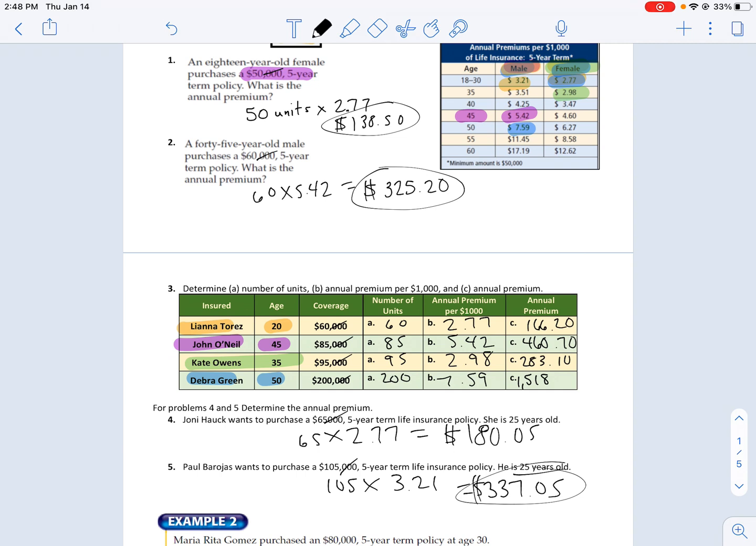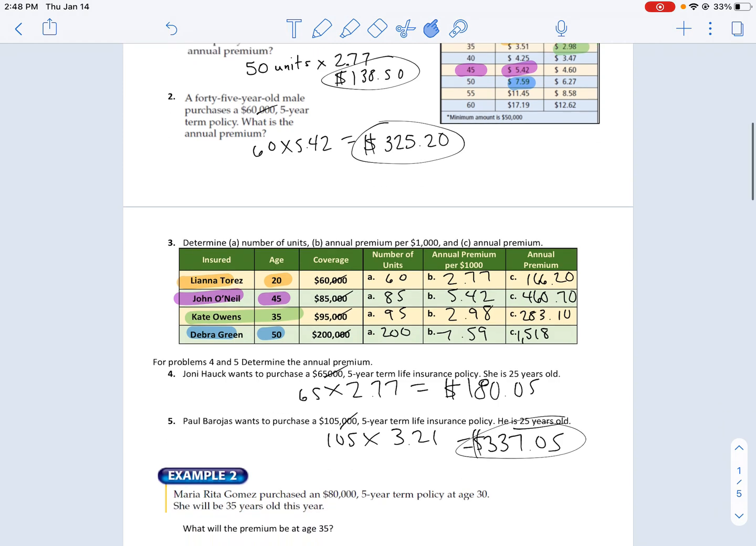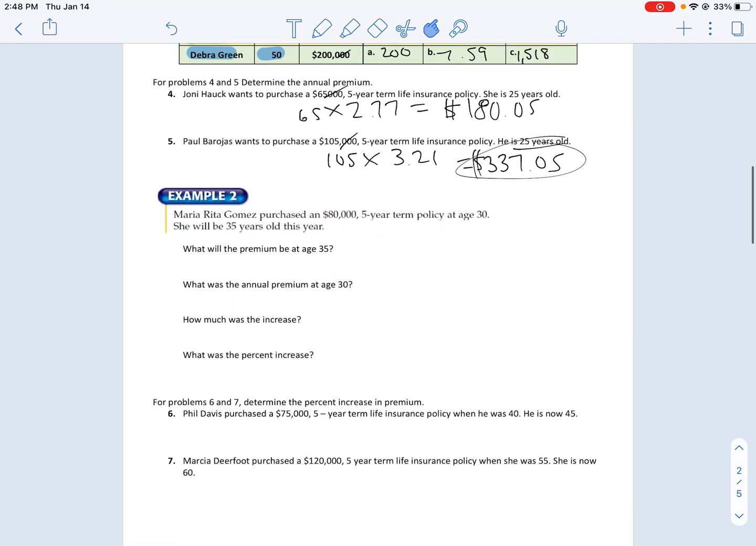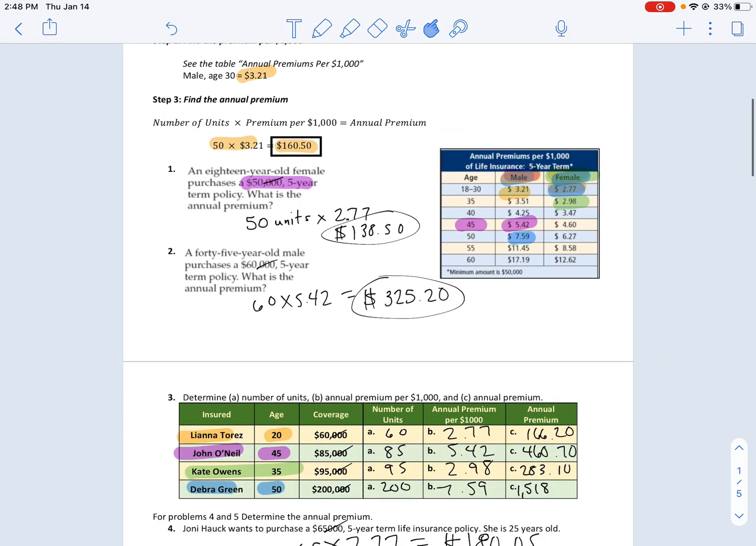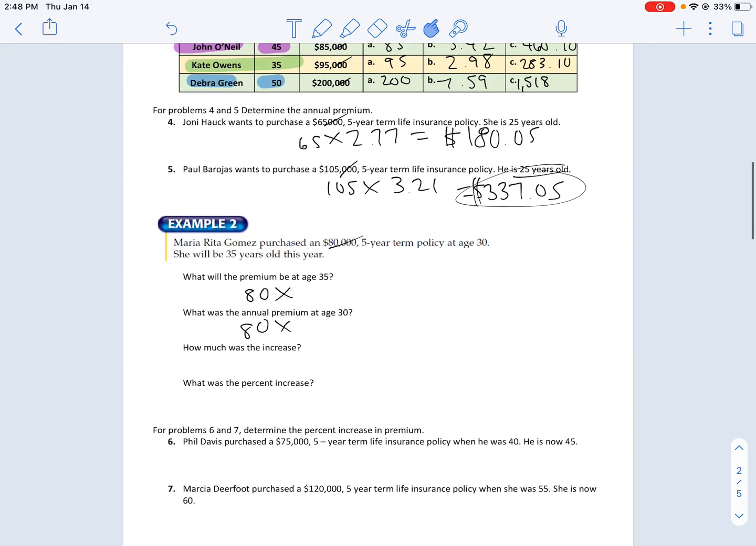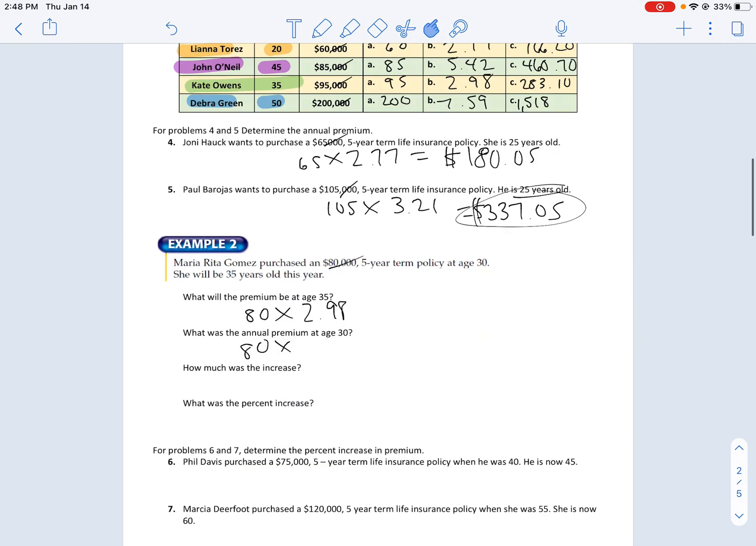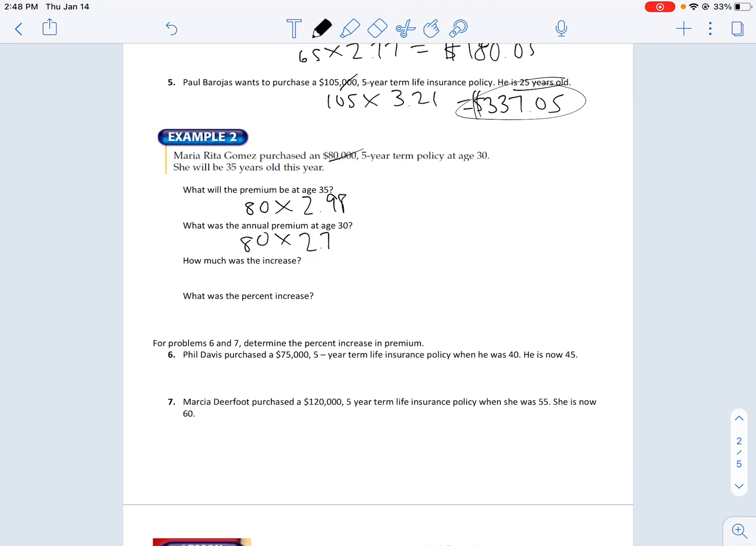All right. Our last part that we're looking at is comparing two different rates based on the age and finding their difference. So she's got 80 units. At 35, it's going to cost her $298. At 30, it cost $277.